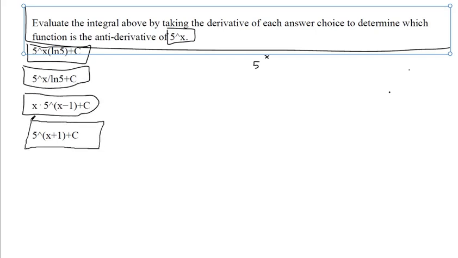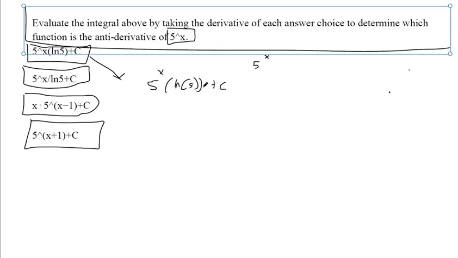So to figure out which one of these is the correct antiderivative, we just need to take a derivative of each of these with respect to x, and whichever one equals 5 to the x is the correct one. So let's take this first option. So 5 to the x power times natural log 5. And you might think this rings a bell, but this is actually what the derivative of 5 to the x would be.